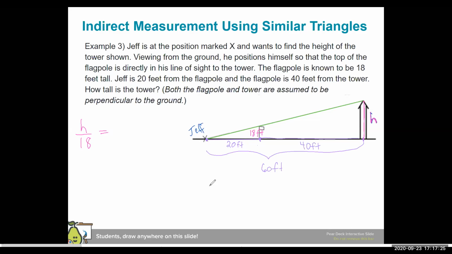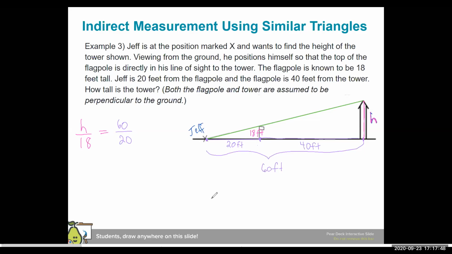is H over 18. The distance from Jeff to the tower compared to the distance from Jeff to the flagpole is 60 over 20. So at this point now, we can solve our proportion.